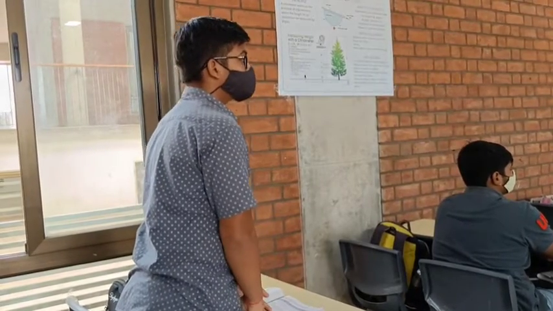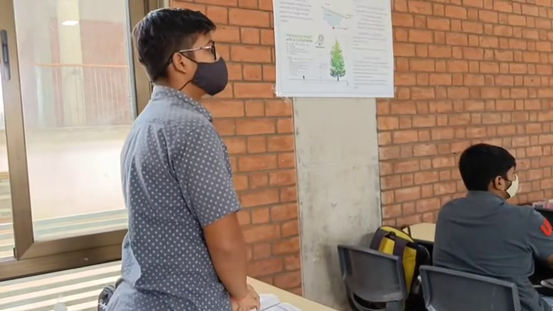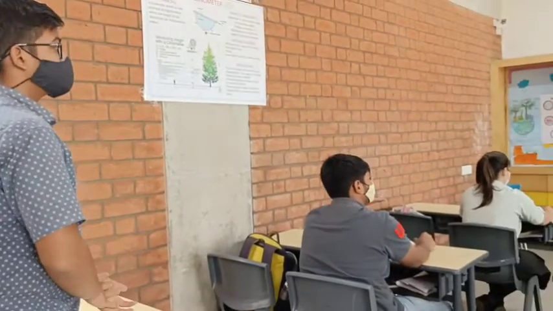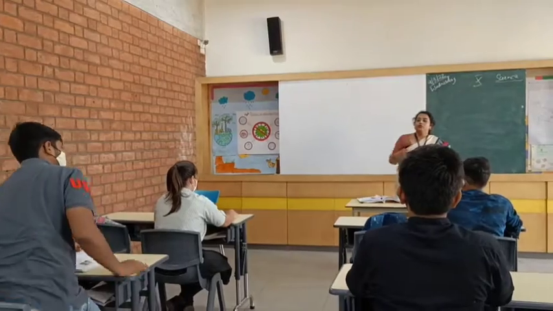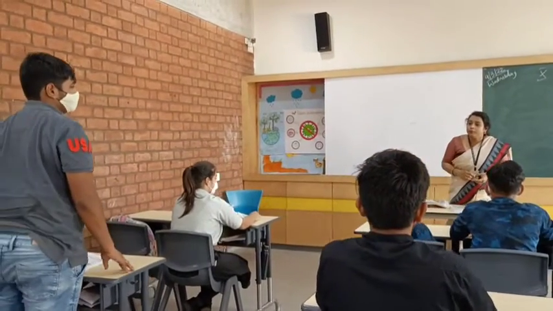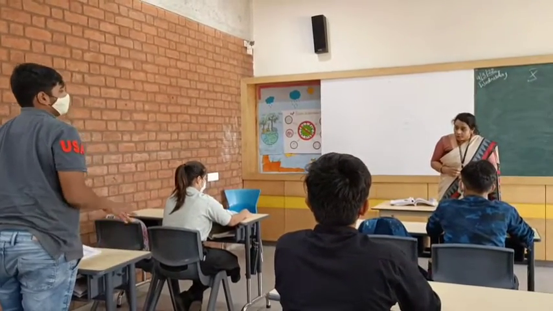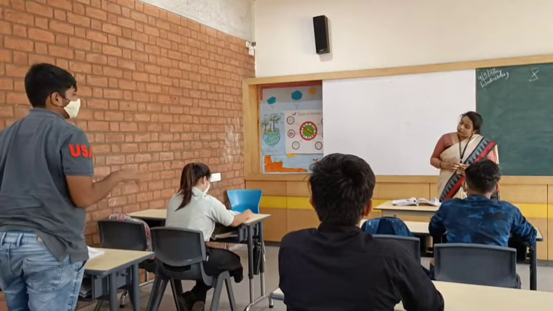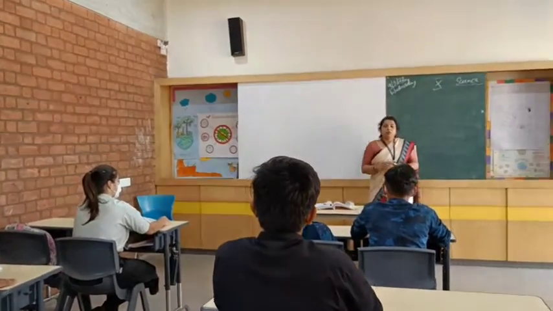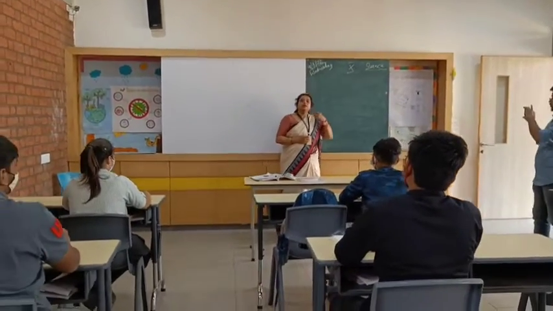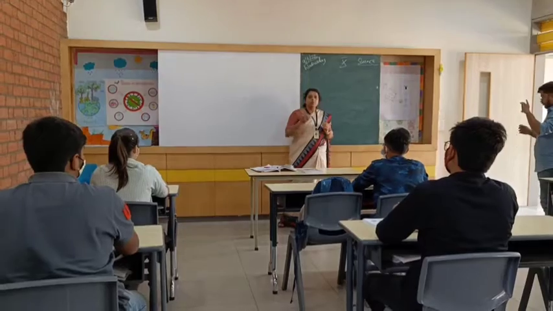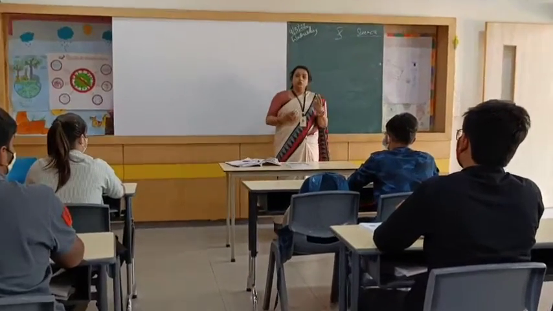Because asexual has one cell, in sexual there are two cells. Very good. So in asexual only one parent is there, and in sexual there are two parents. That means we are getting the genes from two different individuals.